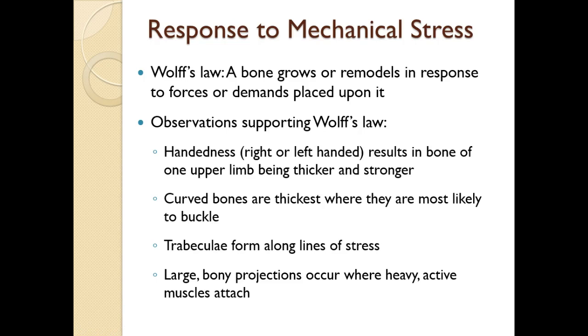So Wolff's Law: a bone grows or remodels in response to forces or demands placed upon it. Observations supporting Wolff's Law: handedness, left-handedness or right-handedness, result in one upper limb bone being thicker and stronger. So those are just some examples there. Curved bones are thickest wherever they are most likely to buckle. So that stress, again, as we said, causes the buildup of bone. Okay. So nothing major on that part.